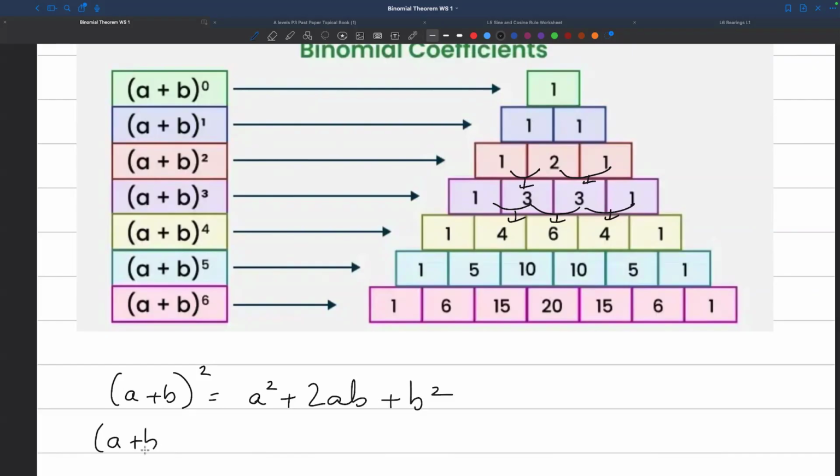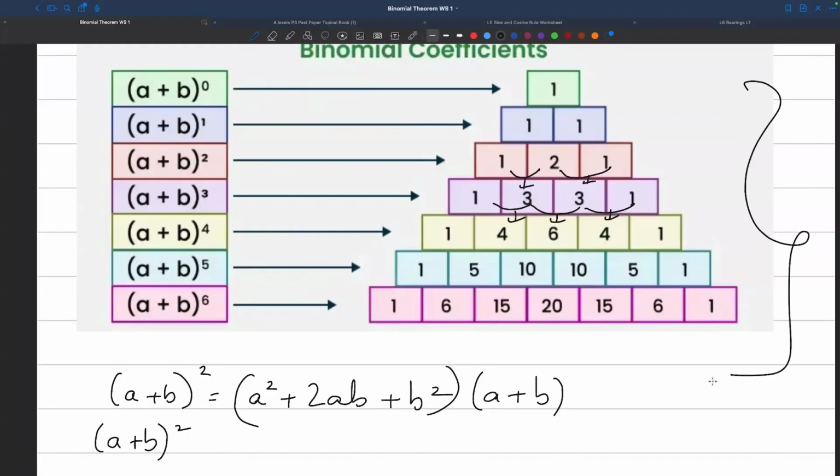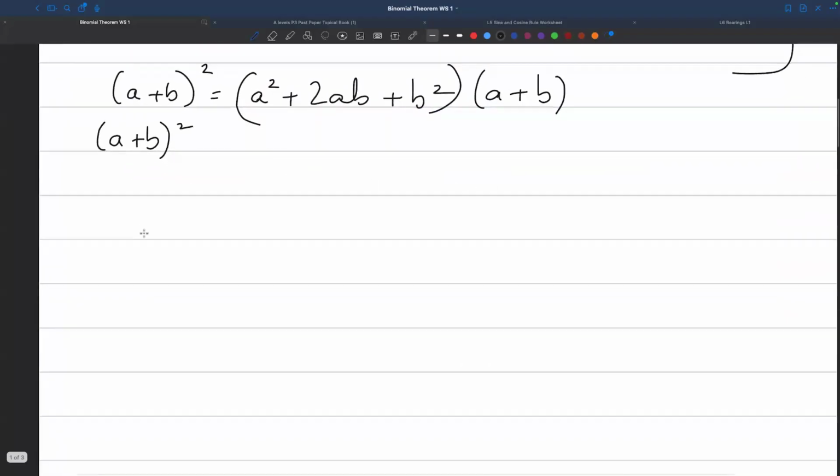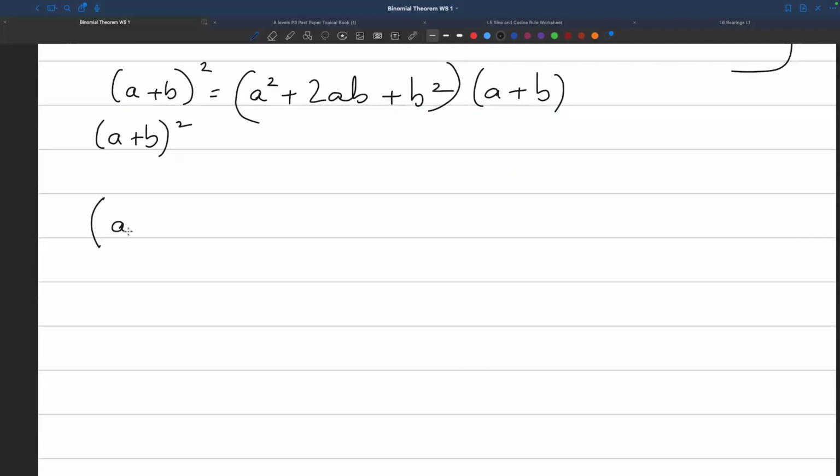Even a plus b whole cube is easy because we can just multiply this by a plus b one more time. But as we move forward, it becomes lengthier, right? Because it becomes lengthier, a formula has been developed using this Pascal's triangle. I will just give you the formula. If you're expanding anything of the form a plus b to the power of n, this formula is given in your MF19, again, this formula is given.